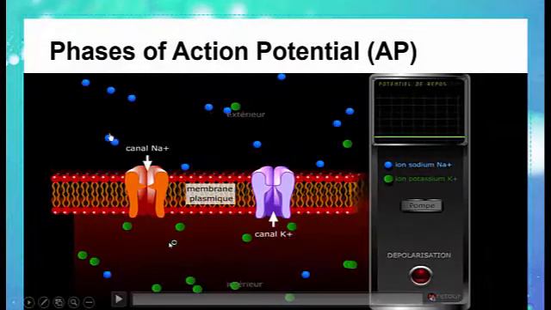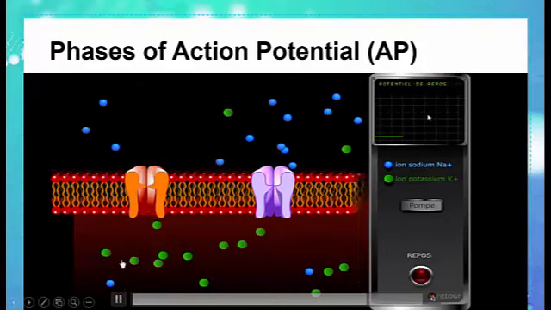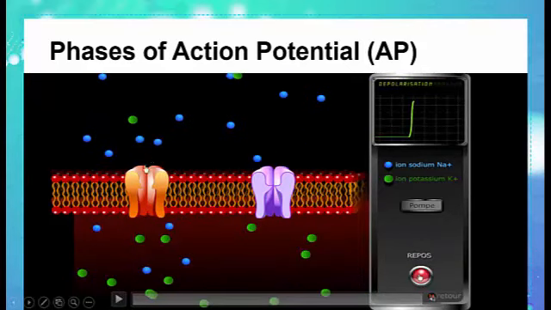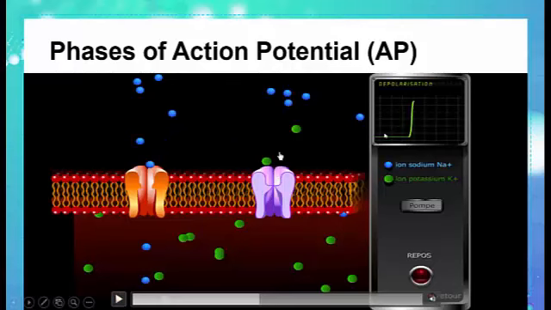At rest, sodium ions, which are blue, dominate outside the cell, and potassium ions, which are green, dominate inside the cell. During depolarization, sodium channels open and sodium ions penetrate inside the cell. While during repolarization, look to the green circles, which mean the potassium ions exit outside the cell.